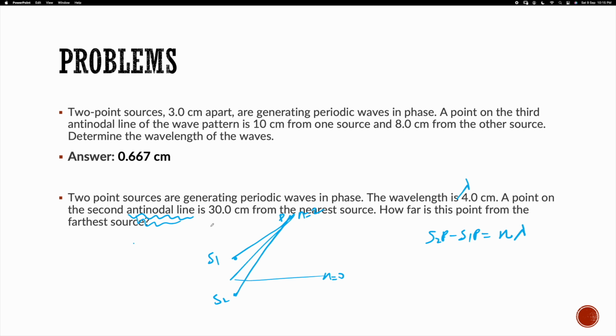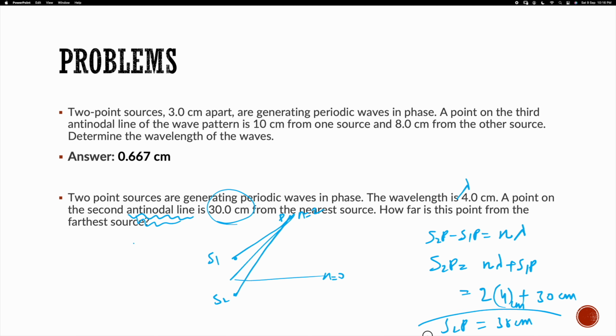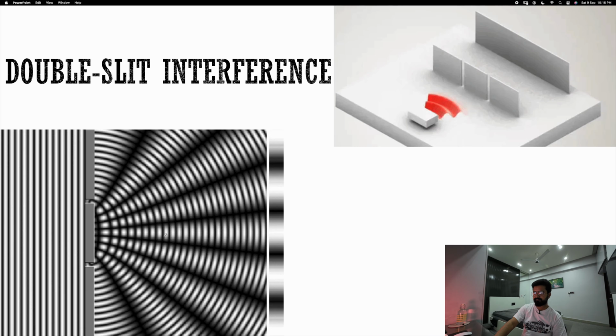because we are talking about the antinodal line. On the antinodal line, we always have only constructive interference happening. So we have to find out how far the point is from the farthest source, which is the distance S2P, which is going to be n lambda plus S1P. n is equal to 2 because second antinodal line. Lambda is 4 centimeters plus S1P is 30 centimeters, which is going to give you 38 centimeters. Okay, so the farthest point is at a distance of 38 centimeters.